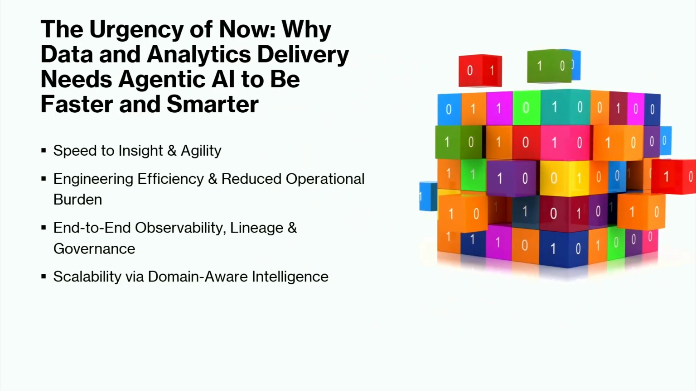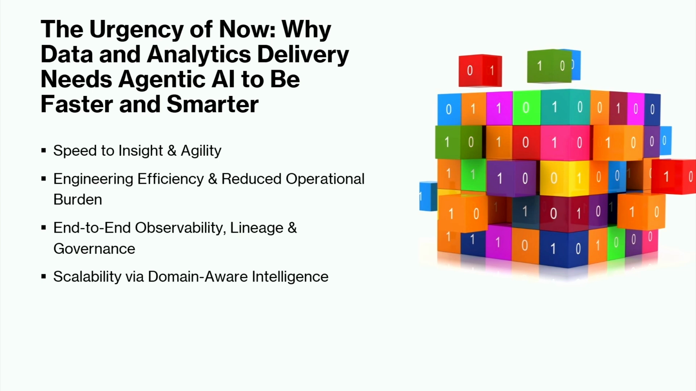Now, before we talk about the agentic AI role in transforming the data supply chain, let's have a look at the underlying drivers and motivations for leaning towards an AI-based approach. The first and most important is the speed for insight and agility. Every day, business is evolving and getting more and more complex. So what we have heard from our business teams is that they need insights not just in days or weeks, but within minutes.